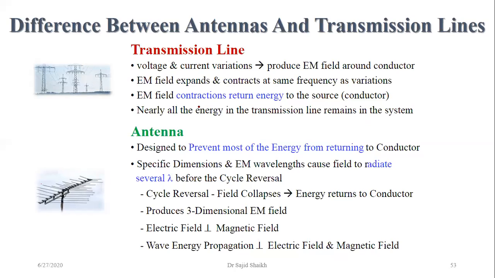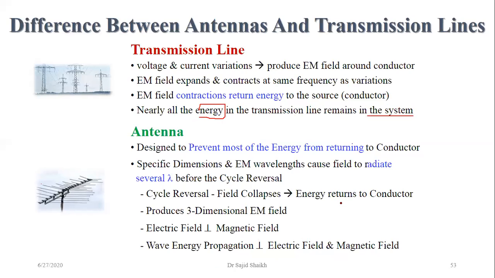The third thing is that in transmission lines, whatever energy we transmit remains within the system. But in an antenna, the energy is thrown into the atmosphere, so that energy does not remain in the system. That is another difference between the transmission line and antenna.